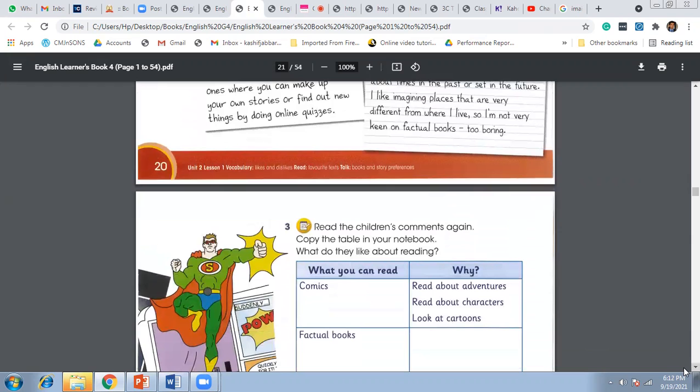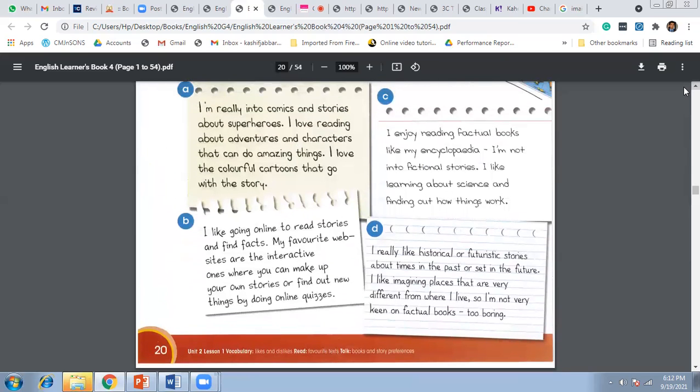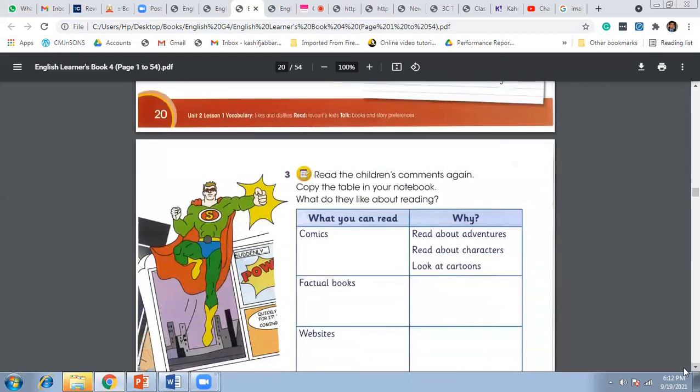So all of us have different reading habits, and we used to read according to our habits, according to our choice. Some of us like comic stories about the superheroes, and some of us like the online website stories. There are some boys who like to read the factual books like encyclopedias. And there are some people who like historical and futuristic stories. So in today's lesson, it was all about the different kinds of reading habits.